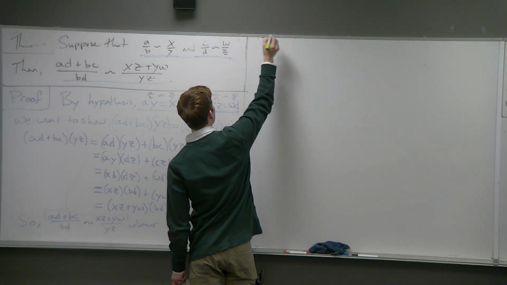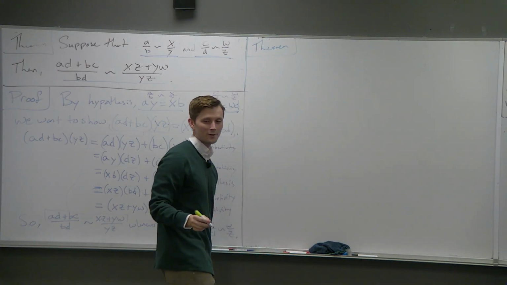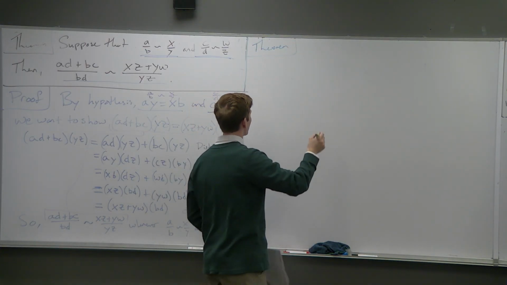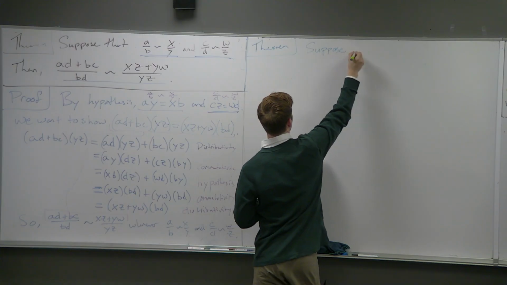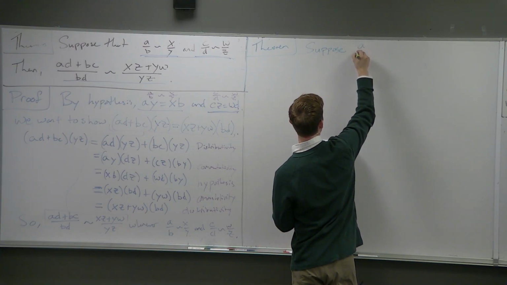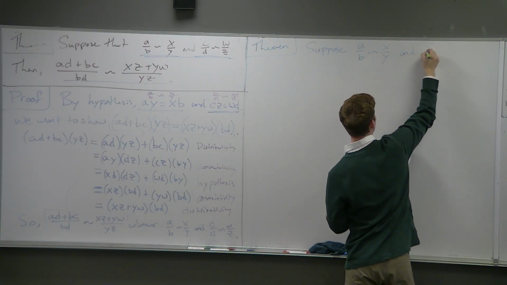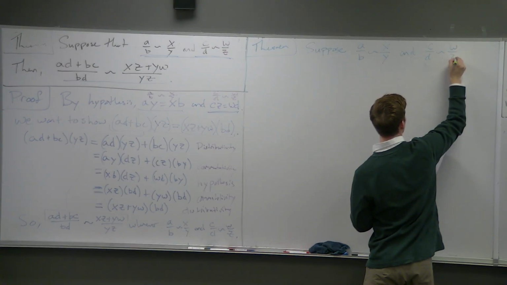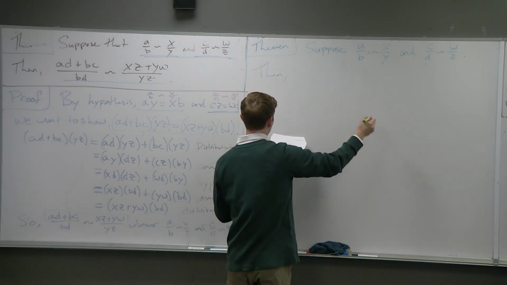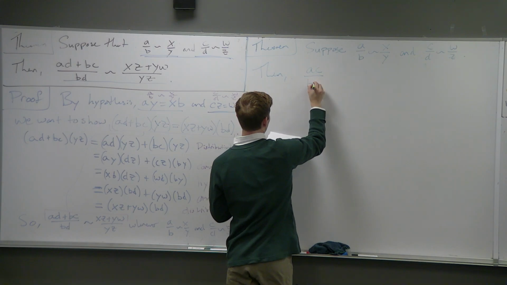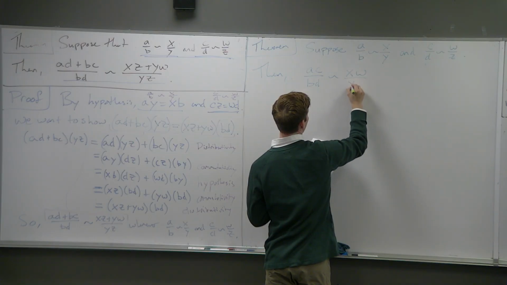Now, here's another fact. Here's a theorem that I won't prove since it basically follows the same kind of thing. We might be able to prove it. I don't know. We'll see if we have time. So suppose that A over B is similar to X over Y and C over D is similar to W over Z. Then the claim is that AC over BD is similar to XW over YZ.